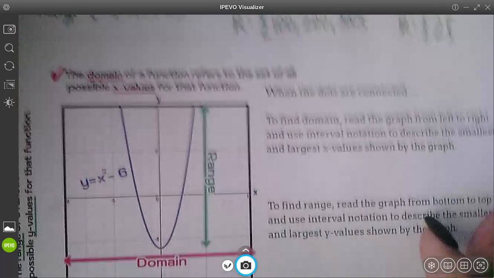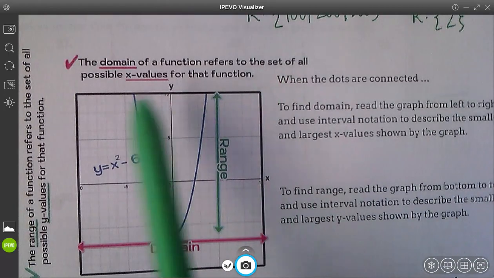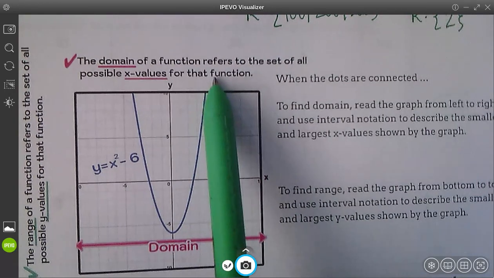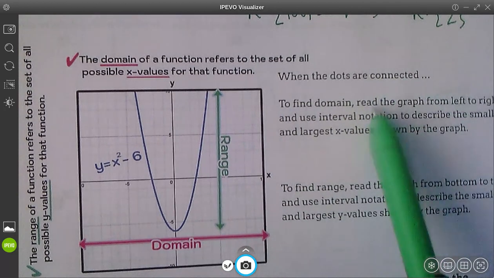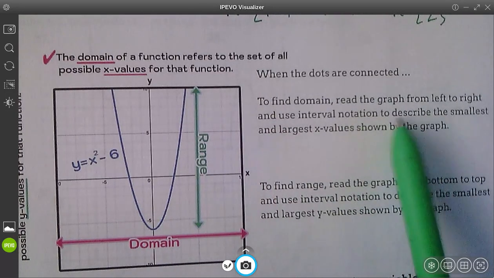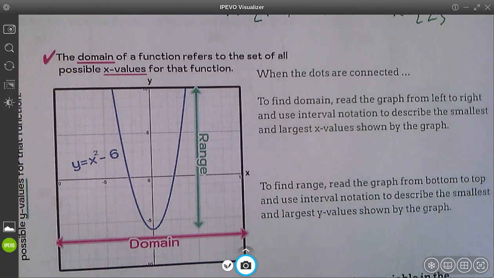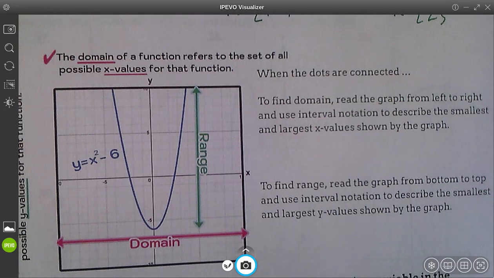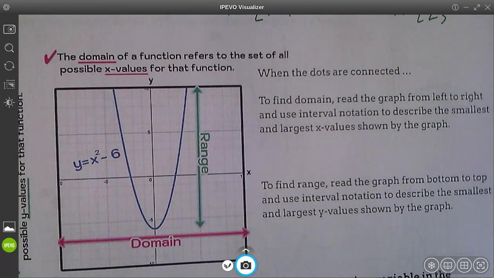What about finding domain and range from a graph that's not dots? So here is a graph that is not dots. The domain of a function refers to the set of all possible x values for that function. When the dots are connected, to find the domain, we are going to read the graph from left to right, and we're going to use interval notation to describe the smallest and largest x values that are shown by the graph. To find the range, we are going to read the graph from bottom to top and use interval notation to describe the smallest and largest y values shown by the graph.